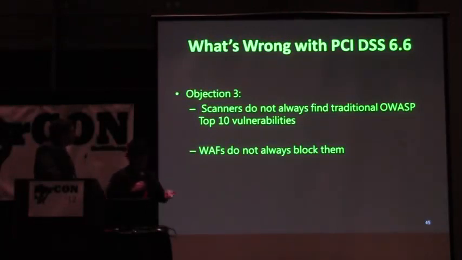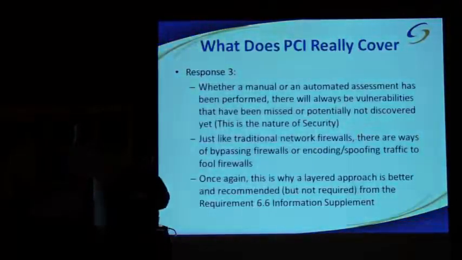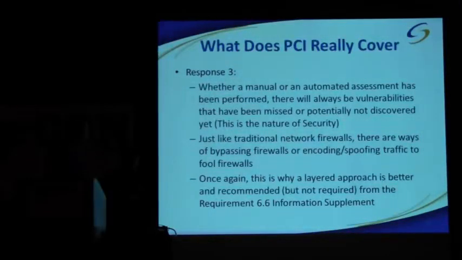All right, objection 3, next problem. Based off my examples, web application firewalls and scanners, when it comes to the OWASP top 10, they're not going to identify all these vulnerabilities, right? I mean, based off my examples, I gave a couple of them. It's just the way it is. So my point here is essentially, whether it's a manual or an automated assessment that's being performed, there's always going to be something that's going to be missed because that's just the nature of our business.